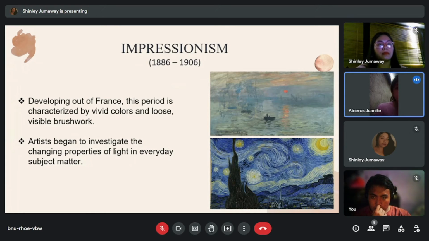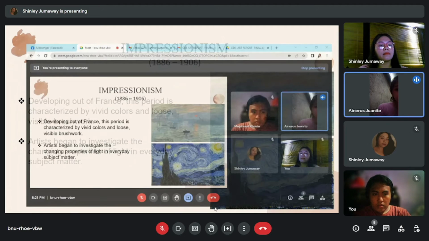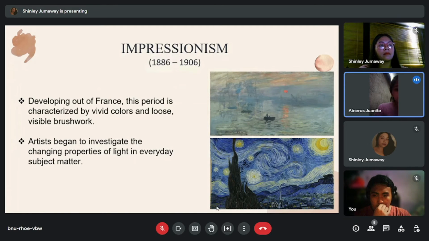Impressionism. Developing out of France, this period is characterized by vivid colors and low visible brushwork. Artists began to investigate the changing properties of light in everyday subject matter.